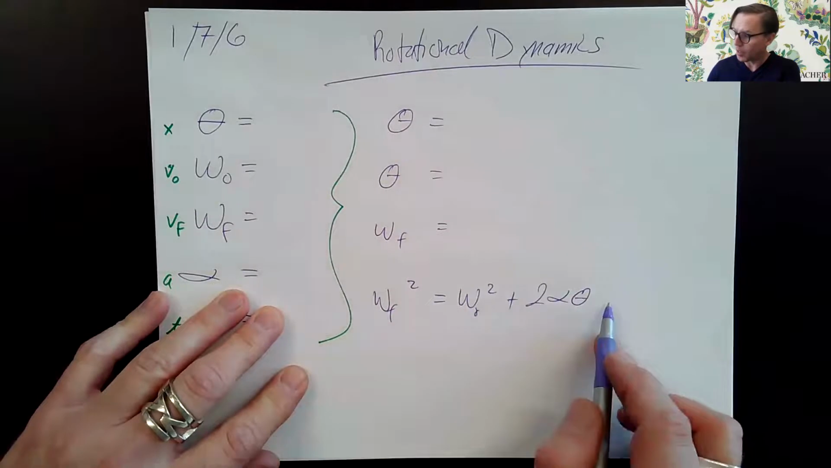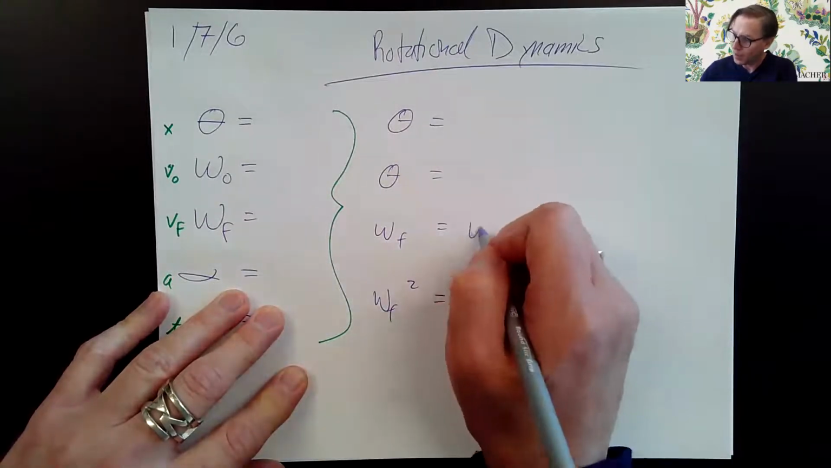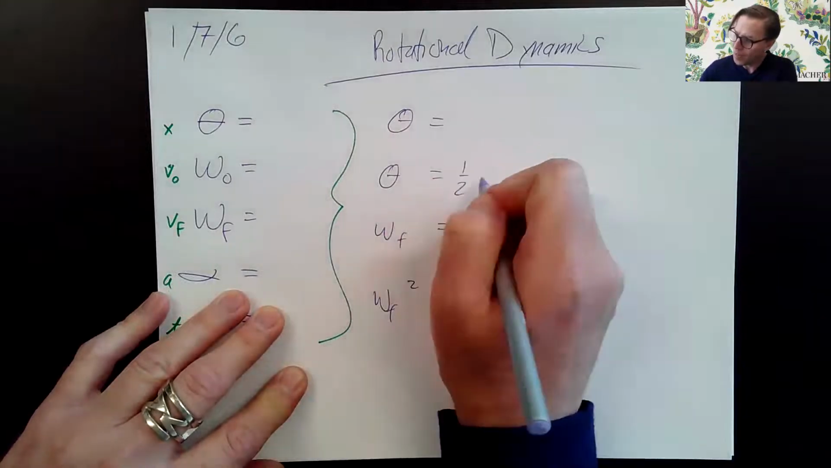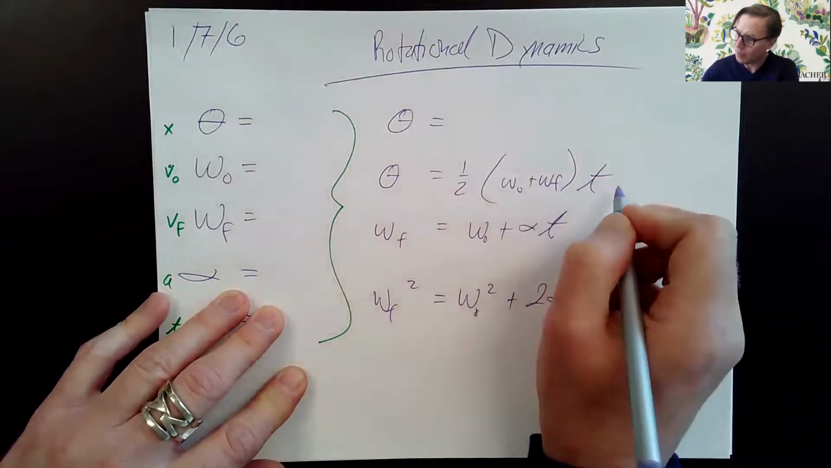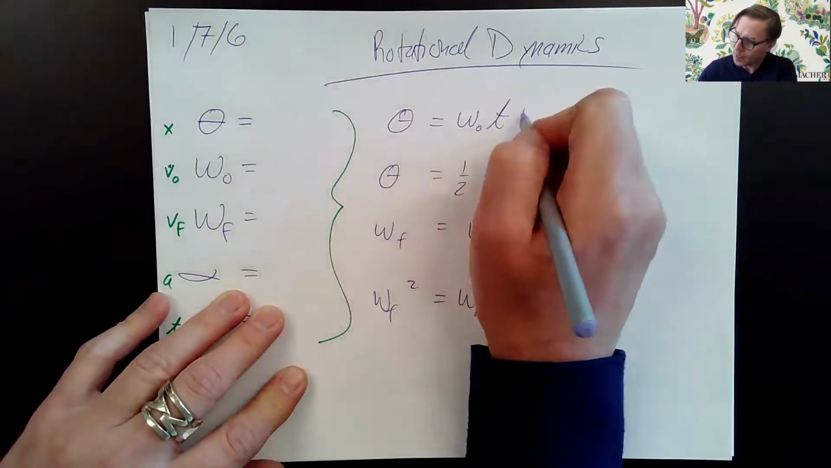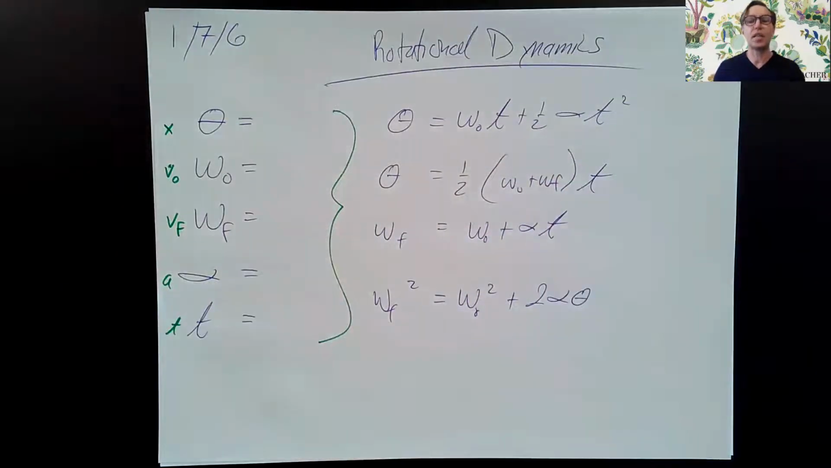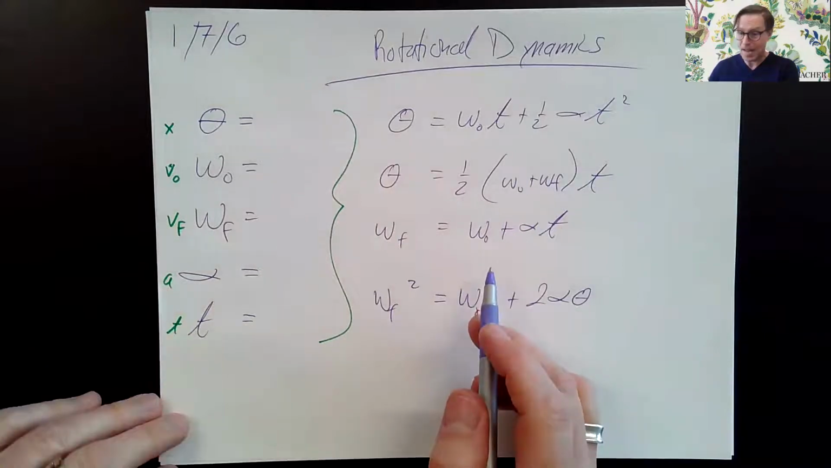So omega final squared is omega initial squared plus 2 alpha theta. Omega final is omega initial plus alpha t. Theta is 1/2 (omega initial plus omega final) t, and theta is omega naught t plus 1/2 alpha t squared. That should all be really review, because at the beginning we learned this stuff for linear motion, and then this was rotational kinematics.